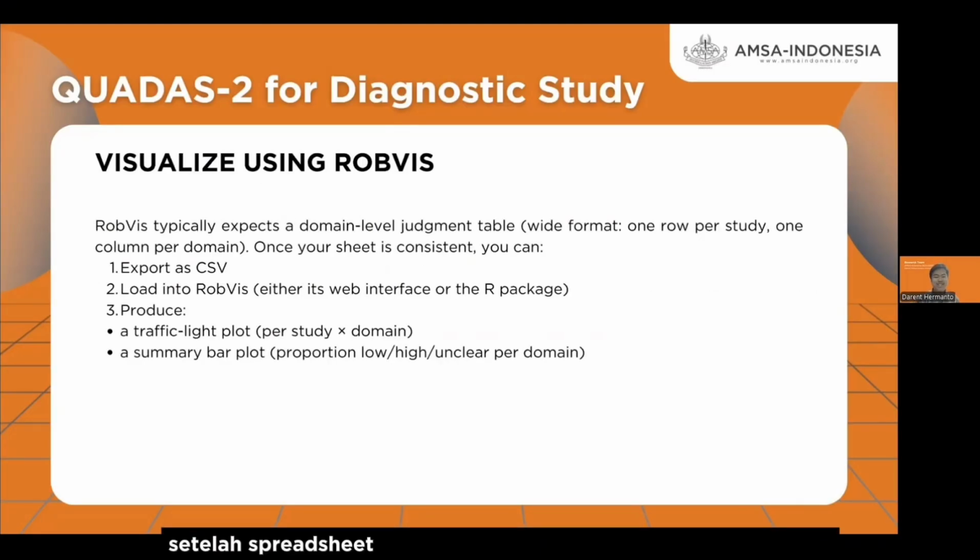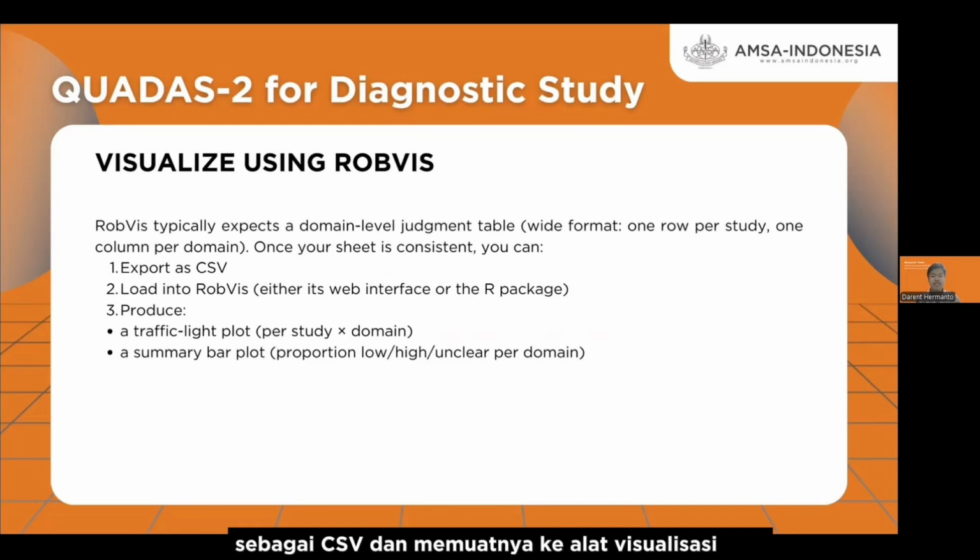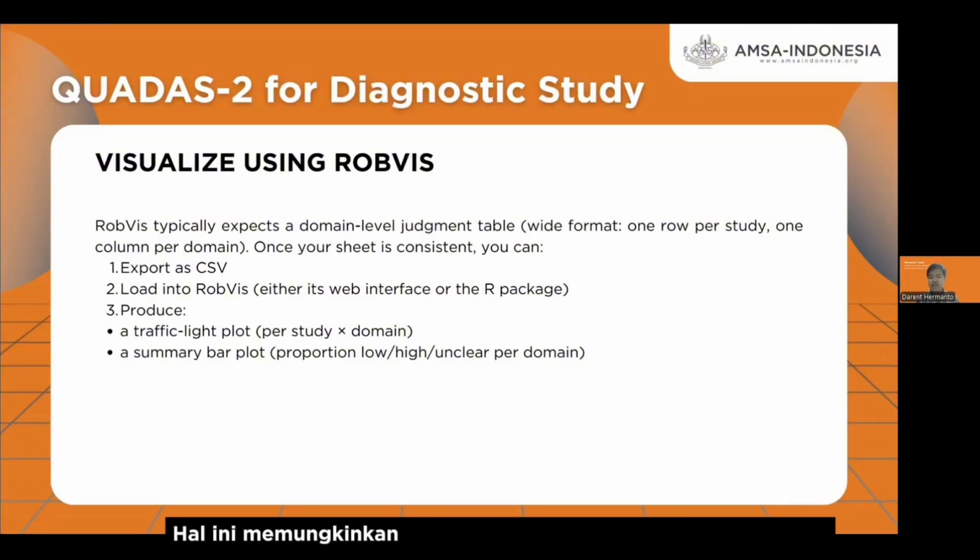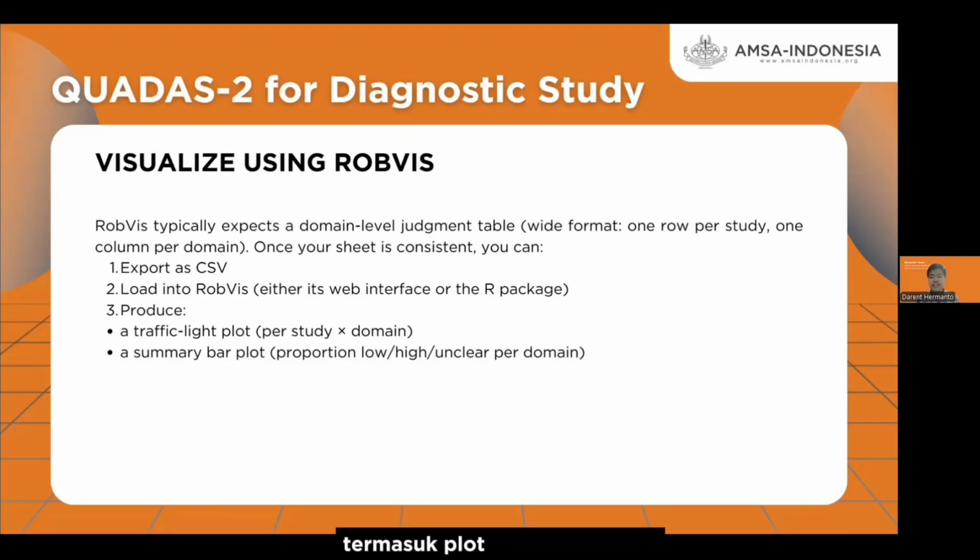Finally, once your spreadsheet is consistent, you can export it as a CSV and load it into the ROB visualization tool available via a web interface or R package. This allows you to produce publication quality figures, including traffic light plots for individual study judgments and summary bar plots that show the overall proportion of risk across your entire evidence base.